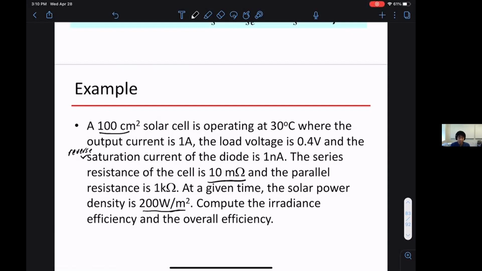We have centimeter squared, meter squared, milliohms, and kilo ohms. Right, so all of these are of different units. We have a nanoamp, for example, in reverse saturation current. So you need to make sure you convert them to the right unit when you do the question. So just a bunch of units floating around.